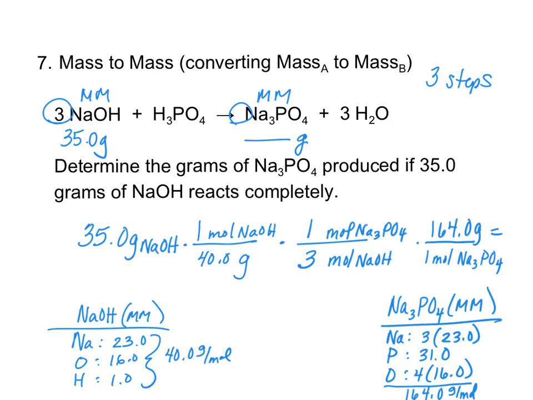All right, so here's the math. We have 35 divided by 40 divided by 3 multiplied by 164. If we do that, we end up with an answer of 47.8 grams. Okay, so that's our review of stoichiometry.